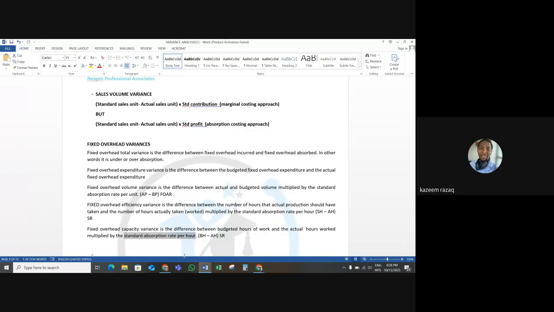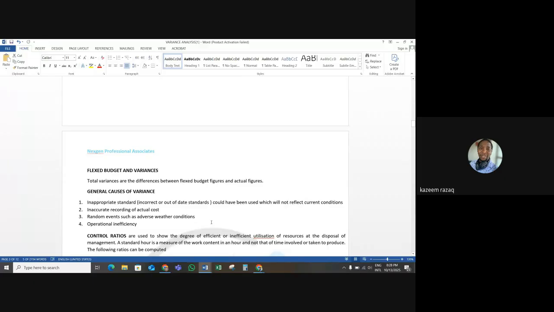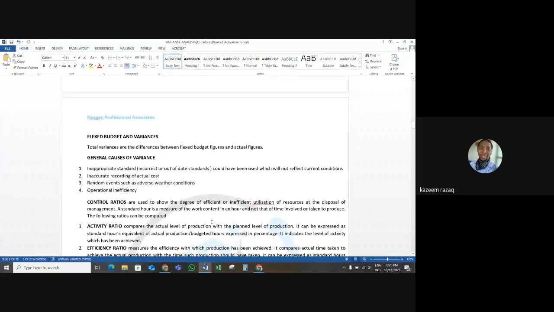So if you look at it very well, your capacity variance is talking about budgeted hours and actual hours. Your efficiency variance is talking about standard hours minus actual hours. But your volume variance is talking about standard volume minus actual volume. Right? So that is it. Now, there's another way we can solve this fixed overhead variance. Do you remember efficiency ratio, capacity ratio? Who remembers that? Efficiency and capacity ratio.